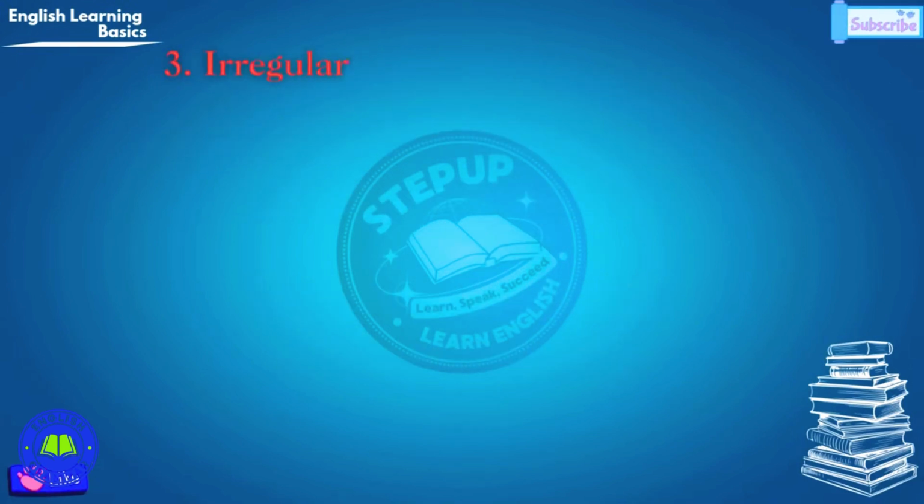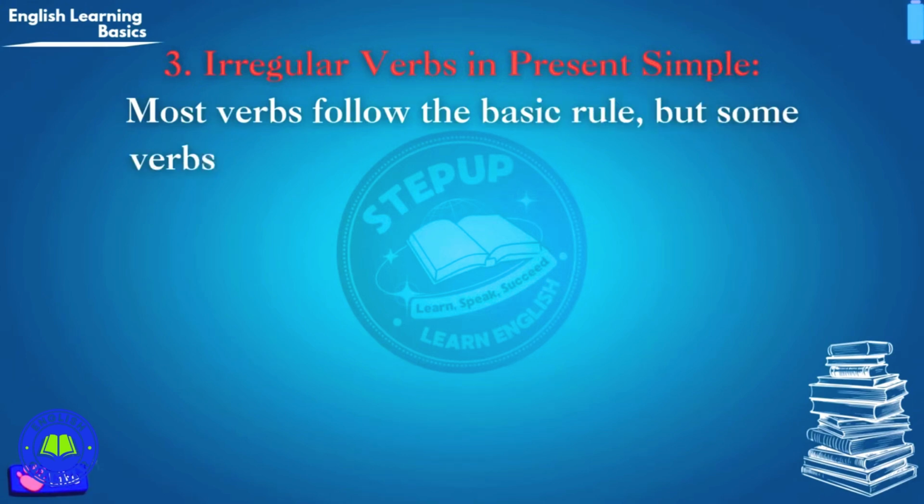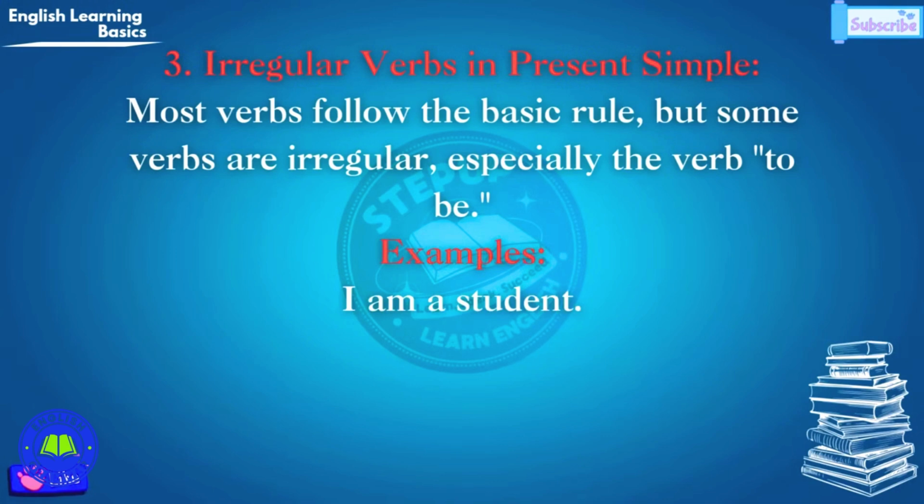3. Irregular verbs in present simple. Most verbs follow the basic rule, but some verbs are irregular, especially the verb to be. Examples: I am a student. She is happy. They are my friends.